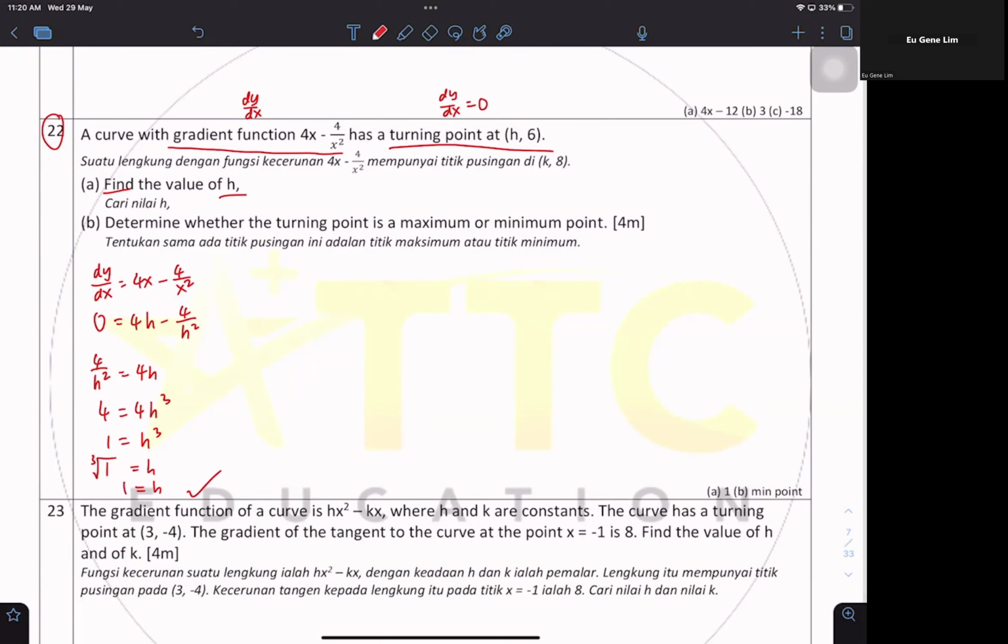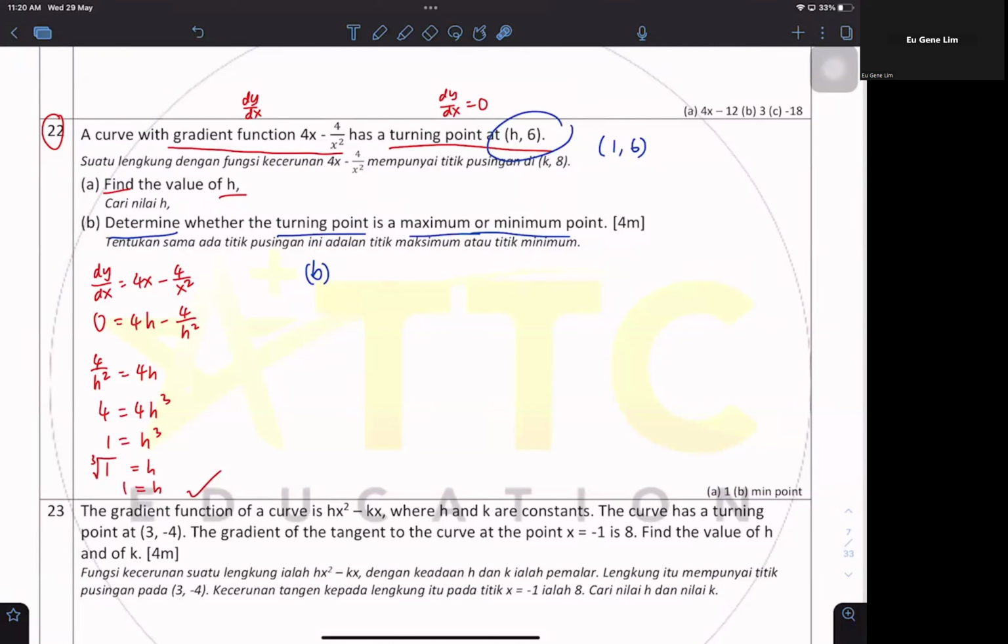Okay, then next, wait, what is the question asking? Oh, question B. Sorry. Let me read the question first. Okay, question B: determine whether that turning point is a maximum or minimum. So now you need to determine whether this turning point, h, 6, is a maximum or minimum. First of all, the turning point is 1, 6, because the h is 1.